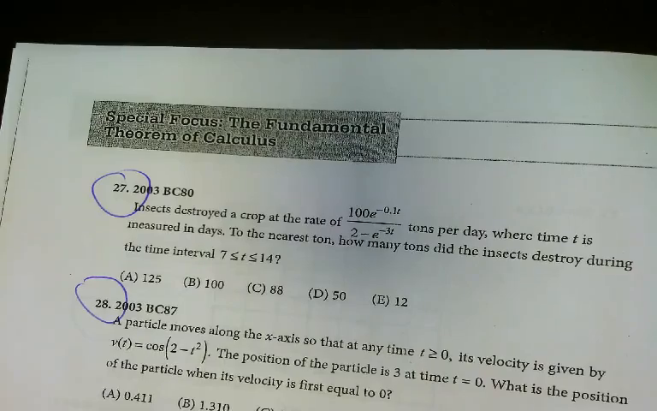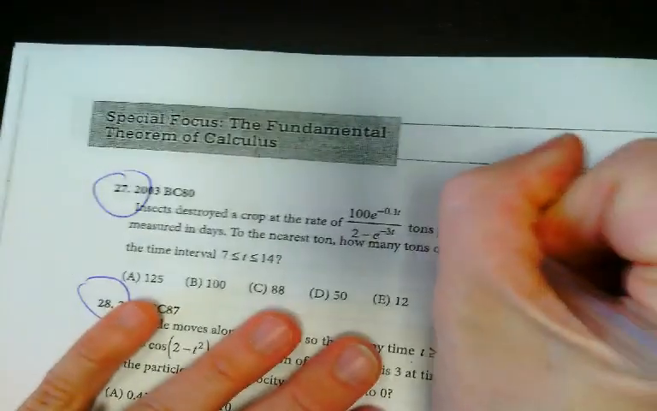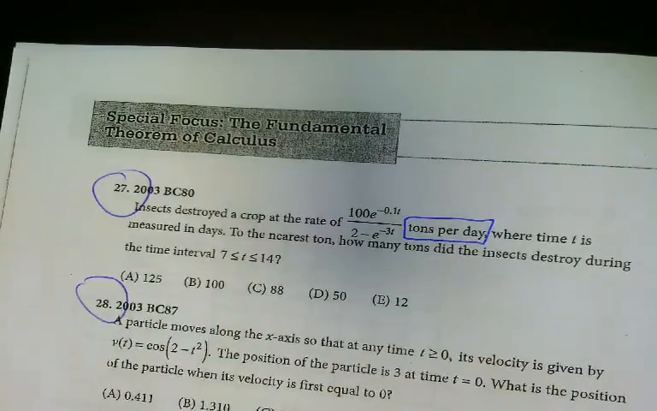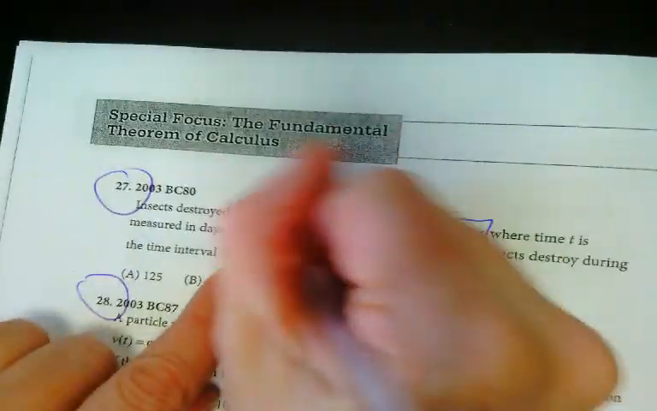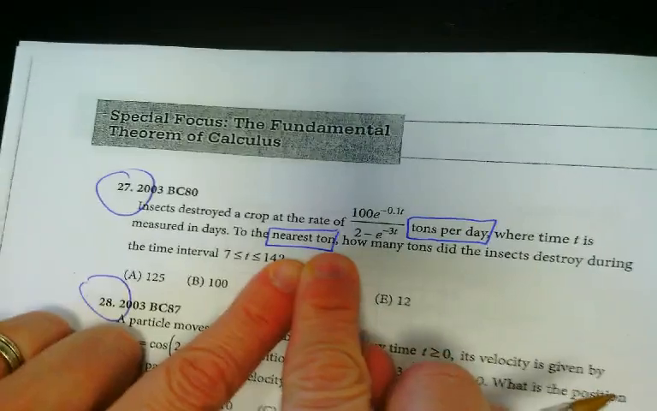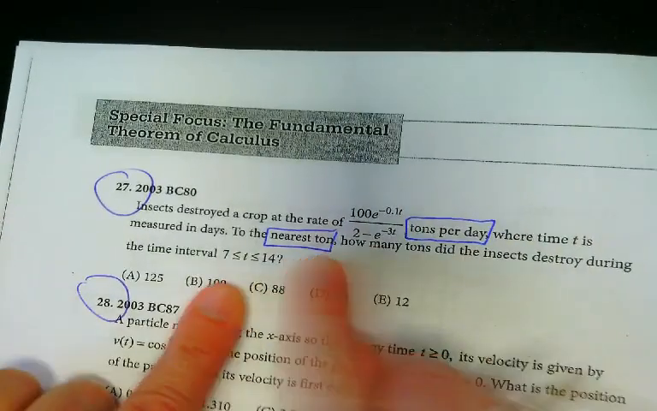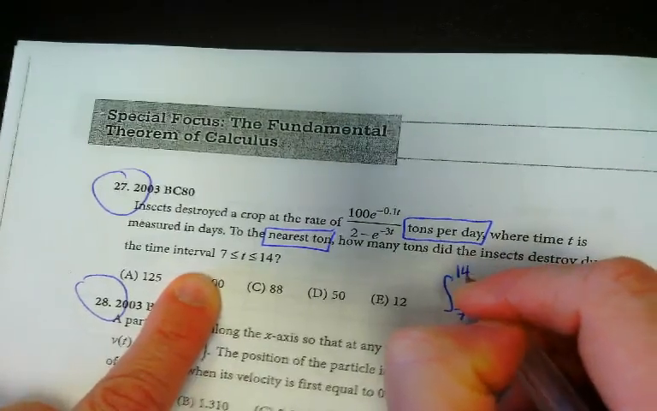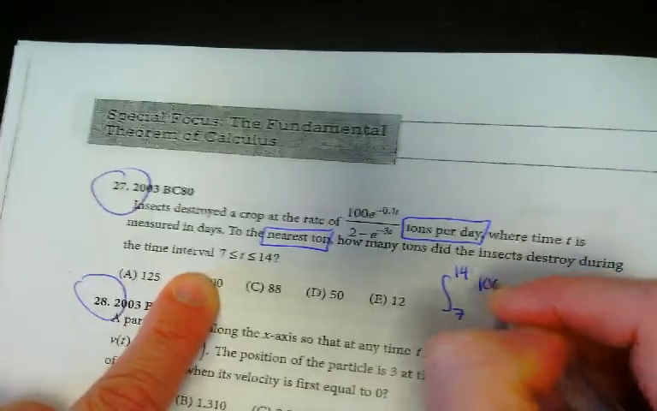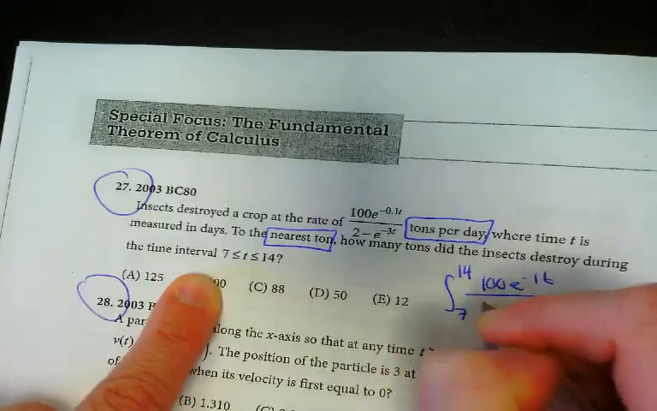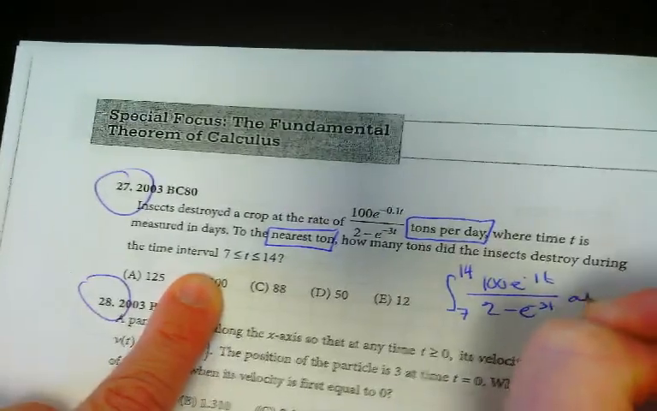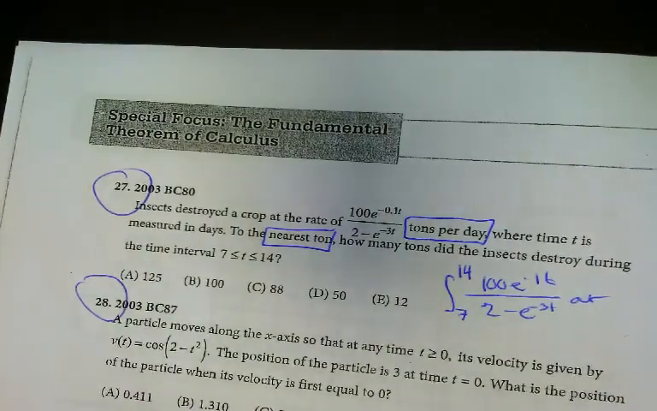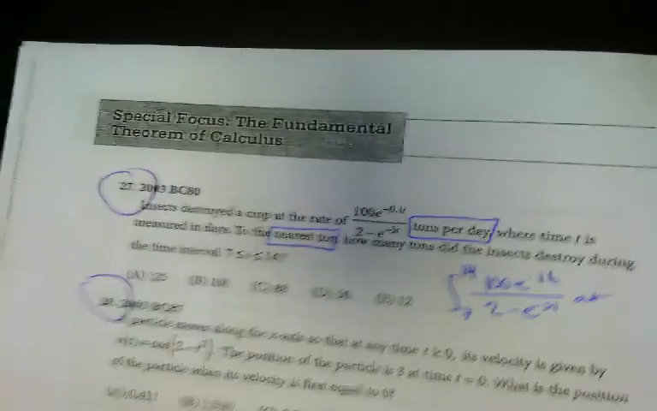27. Insects destroyed a crop in tons per day. Highlight that. Tons per day. To the nearest ton. You want tons. So what does common sense tell you have to do with that equation? Integrate, specifically from 7 to 14. Is there an initial condition I have to worry about? No. Okay, it's literally just pay attention to the units and you've got your answer right in front of you. Anytime you lose a rate, you're taking an integral. Anytime you add it on, you're taking a derivative.